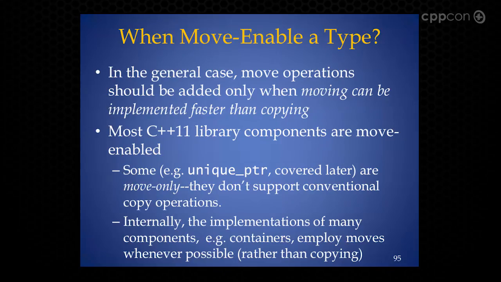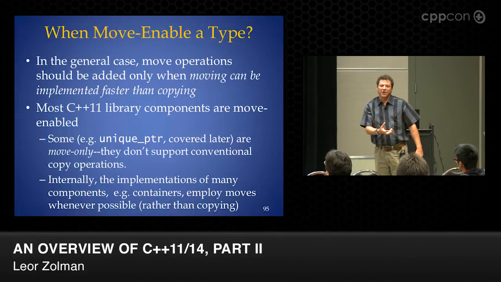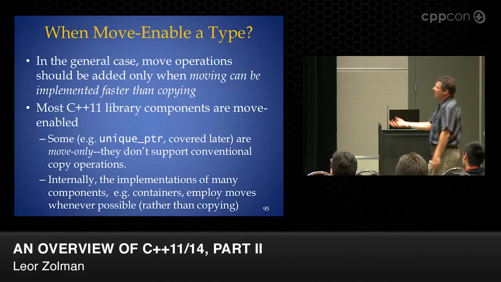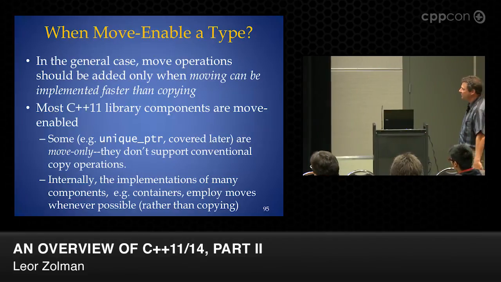That's perfect. When do you move enable a type? Basically, if moving can be implemented faster than copying, you give it the move operations. If not, don't bother. It's that simple. Because then it'll just automatically revert to copying. If a piece of code says move, but there is no move operation, it's not an error. It just uses the copy operation, as long as that's available. So provide copy operations and then provide move operations if they are useful.